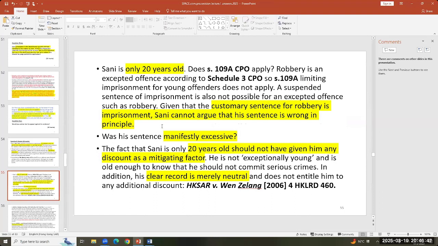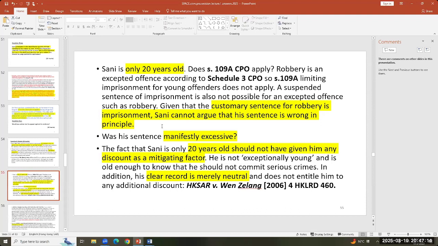Now, remember for Tak, who was 15, for robbery, we did argue that imprisonment was wrong in principle. But there's a significant difference between 15, he's a juvenile, and 20, he's an adult. So that's why here we can't argue that the sentence is wrong in principle, given Mo Kwang Sang. But was it manifestly excessive?